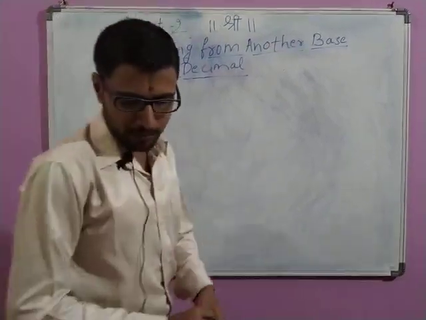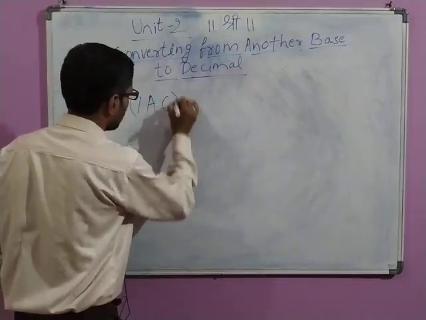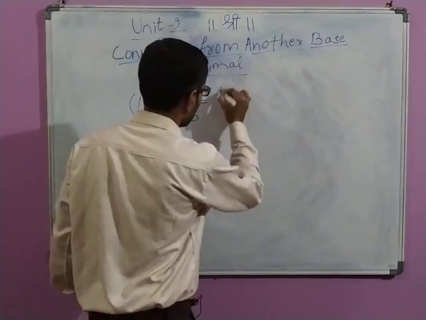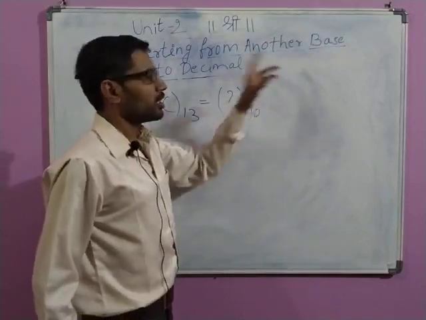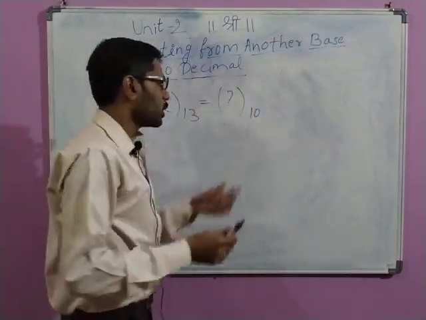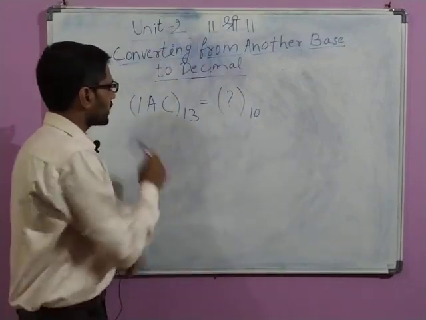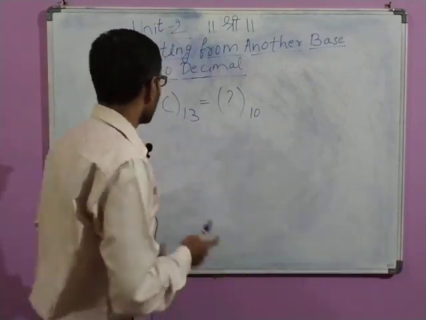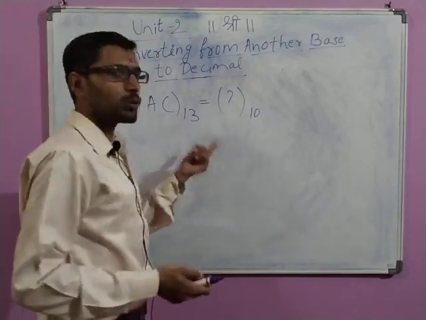So the next example is 1AC to the base 13 equal to question mark to the base 10. In all these examples that we are doing now, the concept is common, that is we are converting from another base to decimal base. So the answer should always be in base 10. Now we have studied these symbols A and C in the hexadecimal number system, but they can also be used in bases where the base can be 11, 12 and so on.